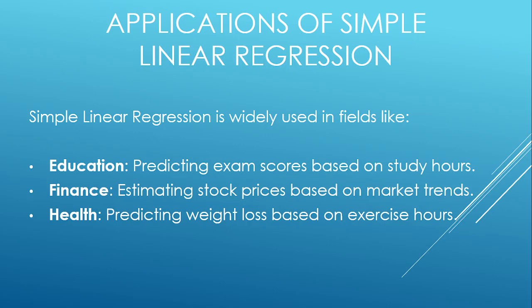After learning how and when to use simple linear regression, we need to know some examples of fields where simple linear regression is widely used. Number 1 is education, where it predicts exam scores based on study hours. Number 2 is estimating stock prices based on market trends. Number 3 is health, predicting weight loss based on exercise hours.